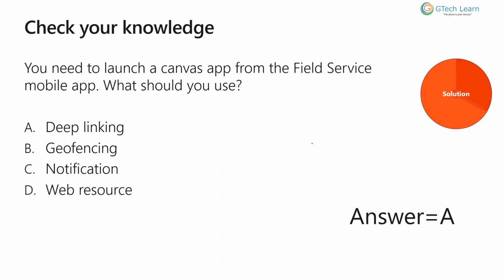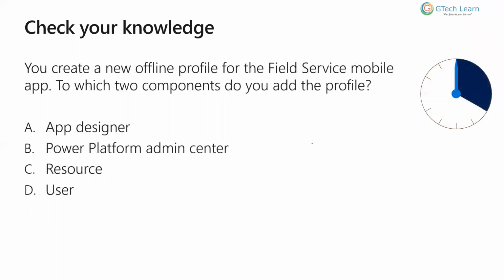Okay, so the correct answer for that question is going to be option A, deep linking. Now we are having a next question in line talking about if you create a new offline profile for the field service mobile app, to which two components do you add the profile? Is it option A, app designer, option B, Power Platform Admin Center, option C, resource, option D, user? So let's get your answers on the chat and let me start the timer now.